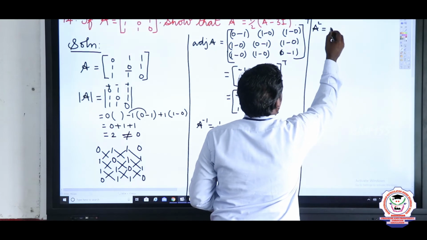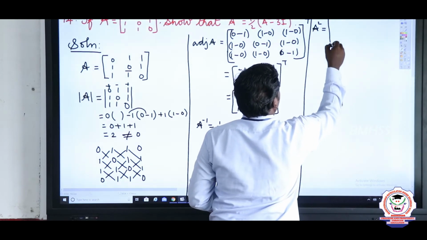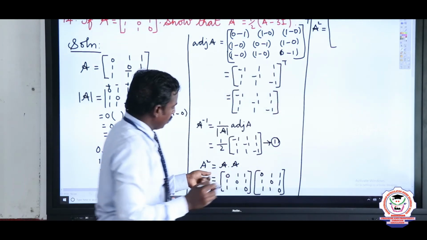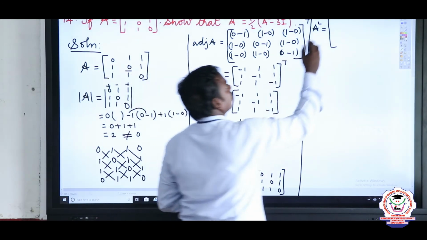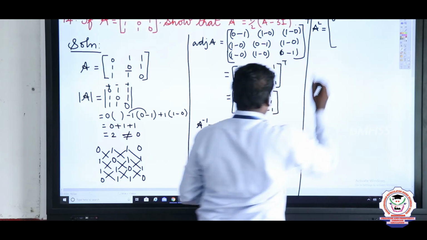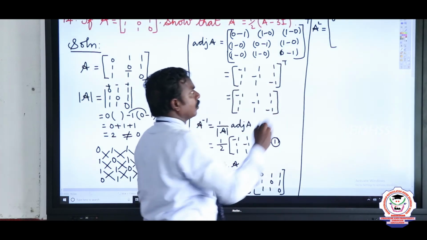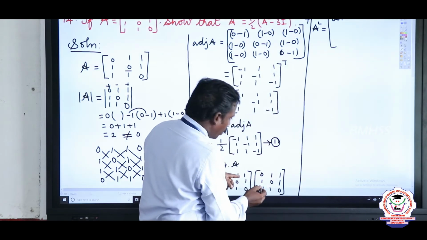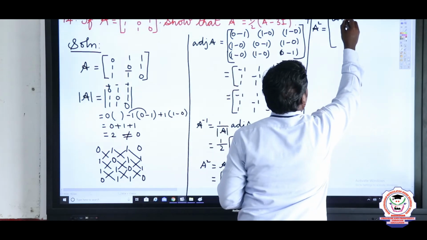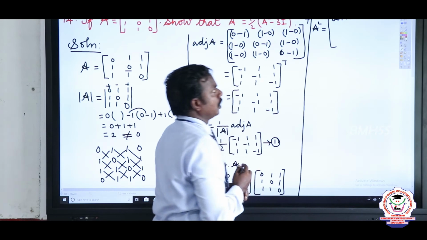A square equals, now you simplify this, first row first column. Listen, from this 0 into 0 is what? 0. Next 1 into 1, plus 1. Next again 1 into 1, plus 1. So first row, first column over.